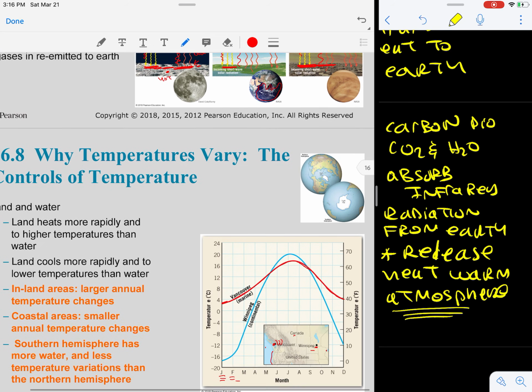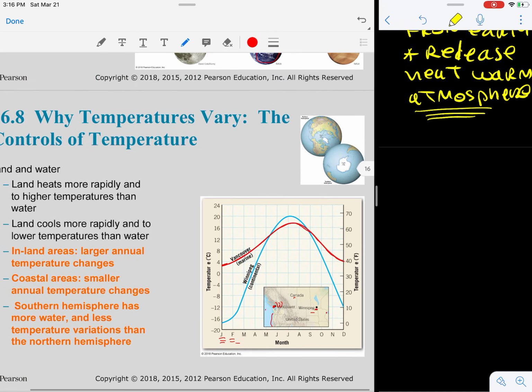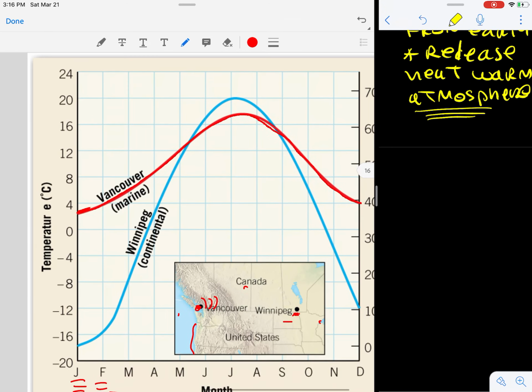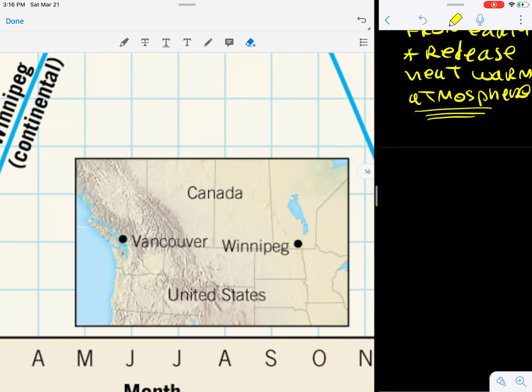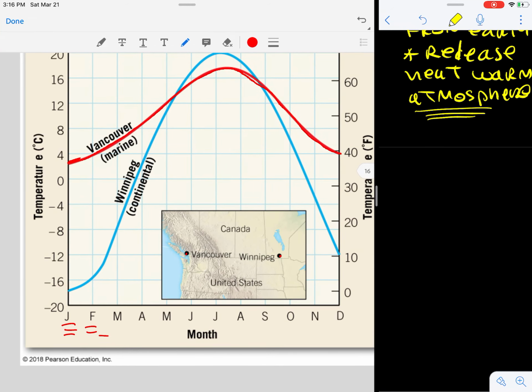Okay, so we just have one more slide to go, and this one has to do with how where you happen to live affects temperatures. So here, this is a picture of Canada. You have two cities. One of them is by the ocean, and one of them is inland. And if you look at the temperatures in those two cities, and they're also at the same elevation, so that shouldn't affect temperature. But let's look at how the temperature changes in those two cities.